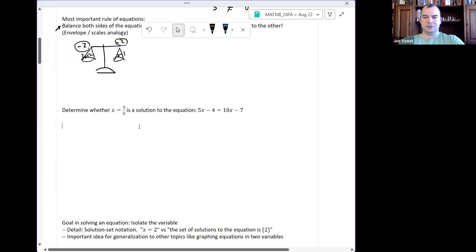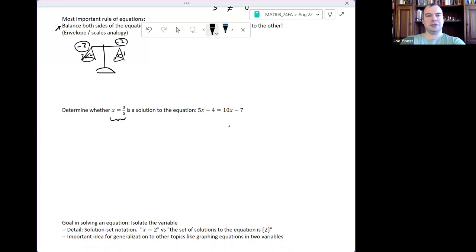And as we demonstrated above, we can look at a particular value for the variable and ask whether it's a solution to an equation. So I have an equation here. I have an assertion that the expression 5x minus 4 is equal to the expression 10x minus 7 for some value of x, for the value of x that I'm interested in. And my question is, is that value of x 3/5? Well, I can plug it in.